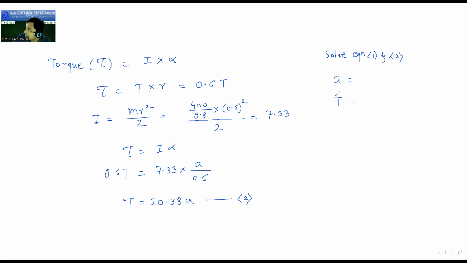What is the answer? A is 7.3. T is 150. So 7.3 meter per second square, and this is 150. Please cross verify the answers. So this is the problem of rotation about the centroidal axis.